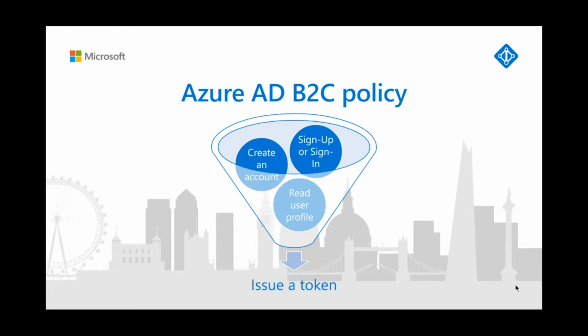A policy fully describes identity experience, such as a sign up, sign in, create an account, or read a user's profile. Each policy is a separate authorization server or authority and issues its own tokens. And we will look at this later in all of our samples. So let's look at an example.